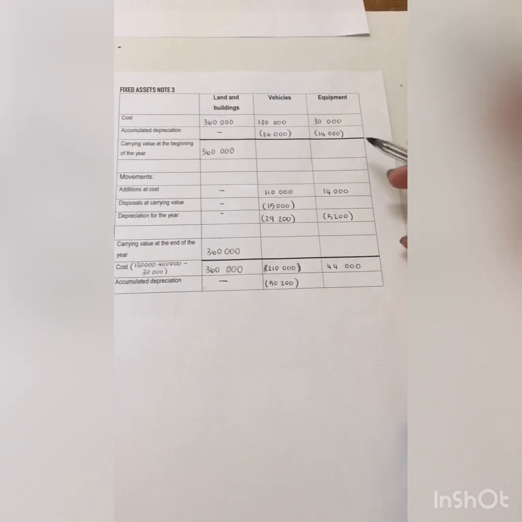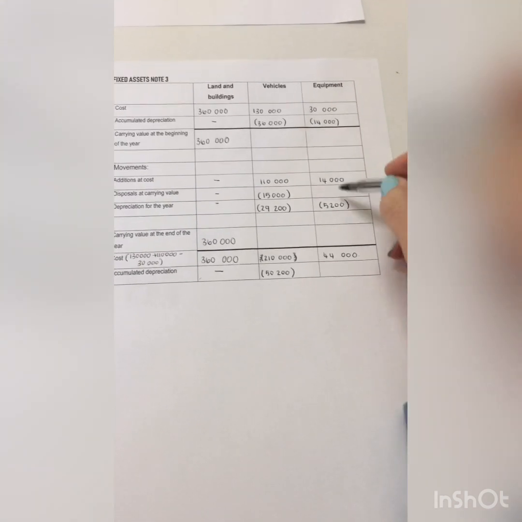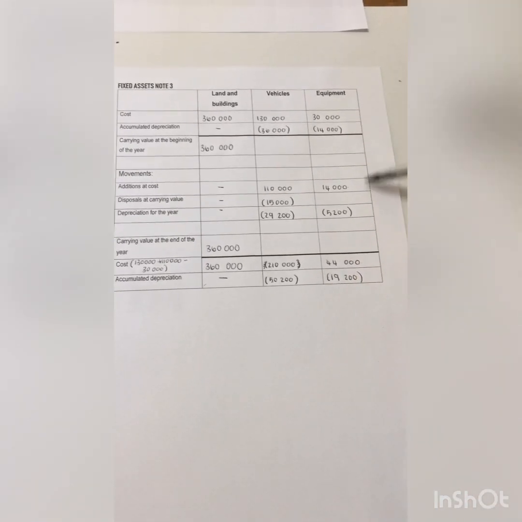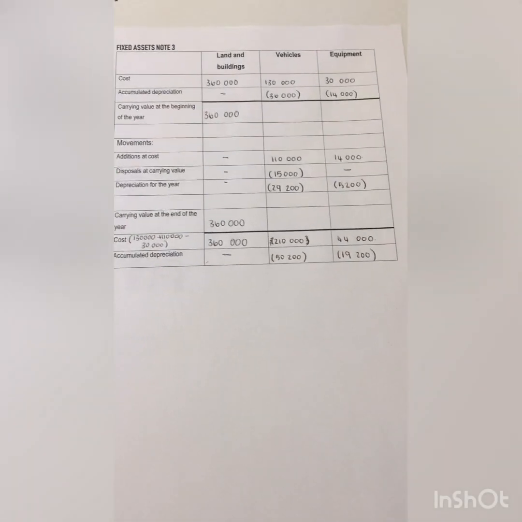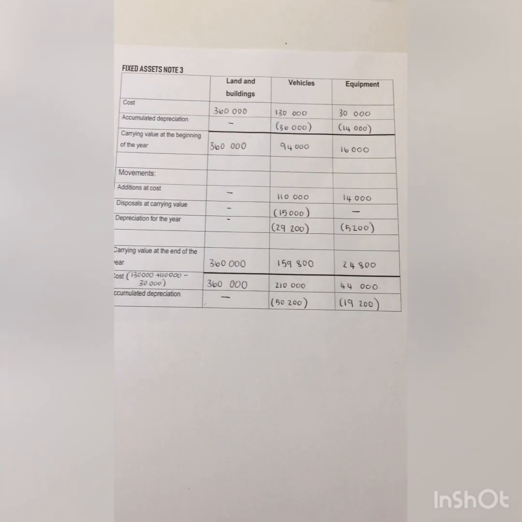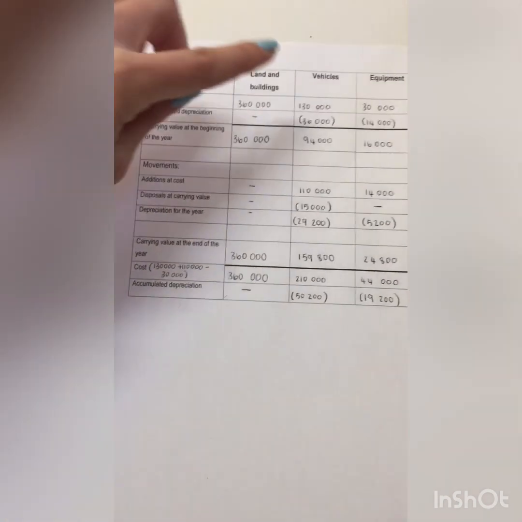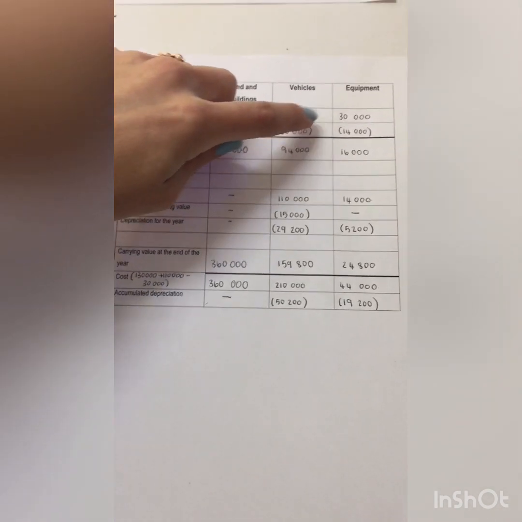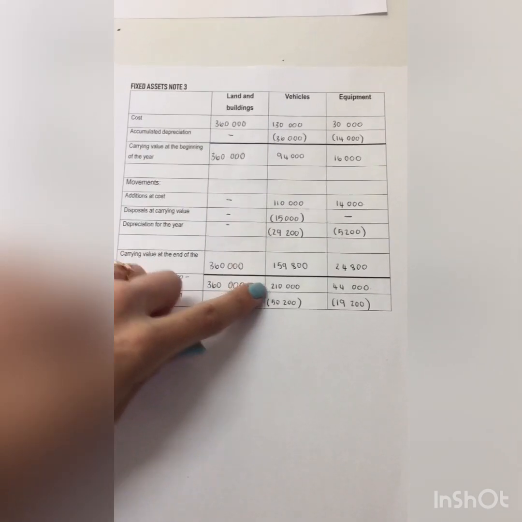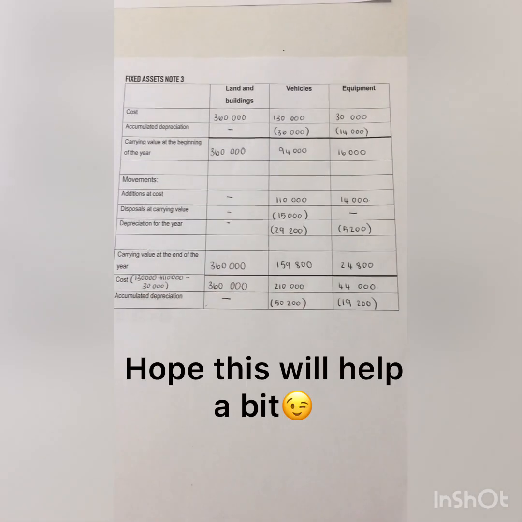So the cost at the beginning plus what I added will give me the cost at the end. Same with depreciation. The amount at the beginning plus the depreciation for the year will give me the amount at the end. And I can work from the top to the bottom, mainly because I didn't sell any equipment. Right, and then to finish off, all I did was cost minus accumulated depreciation will give me the carrying value. I did it for equipment at the beginning of the year, for vehicles at the end of the year, and for equipment at the end of the year.